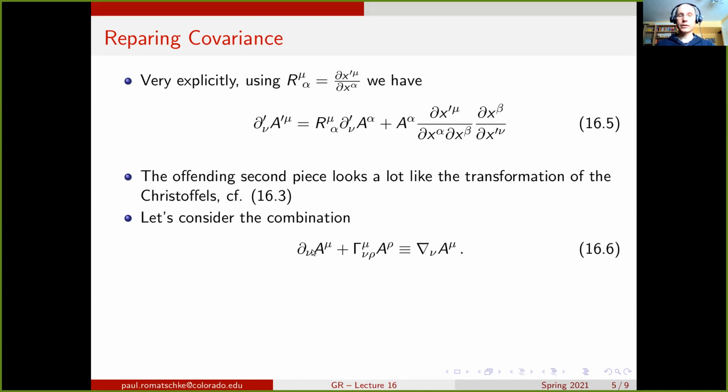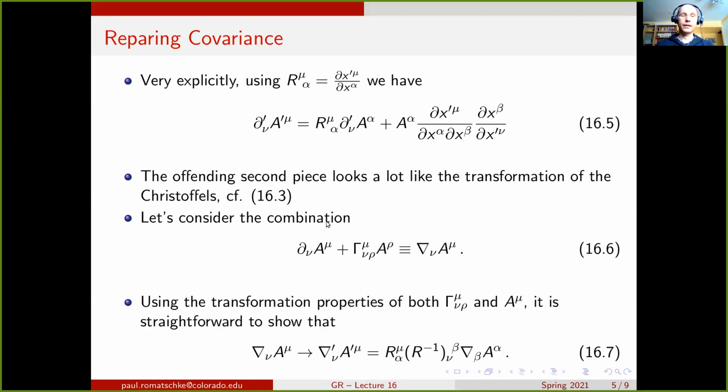We will denote this combination. We take the usual derivative of the vector A and add the Christoffel symbol that has the same upper index as the vector we're interested in, one index that corresponds to the derivative, and one new index rho that goes together with the vector itself. We will define this thing together as a new symbol, nabla with an index nu acting on A mu. And we will call this thing the covariant derivative.